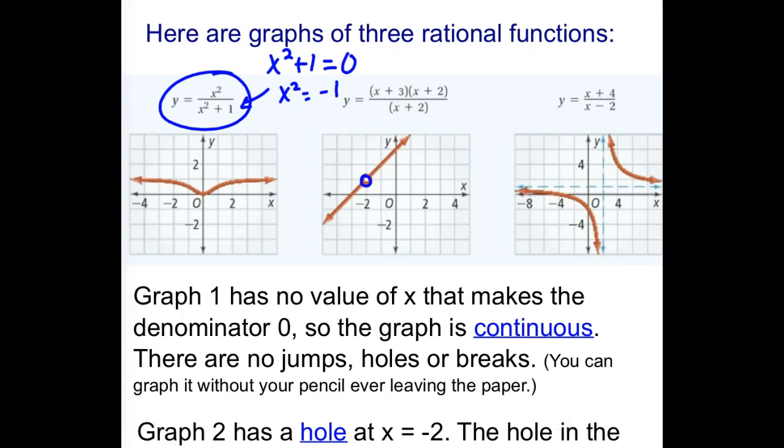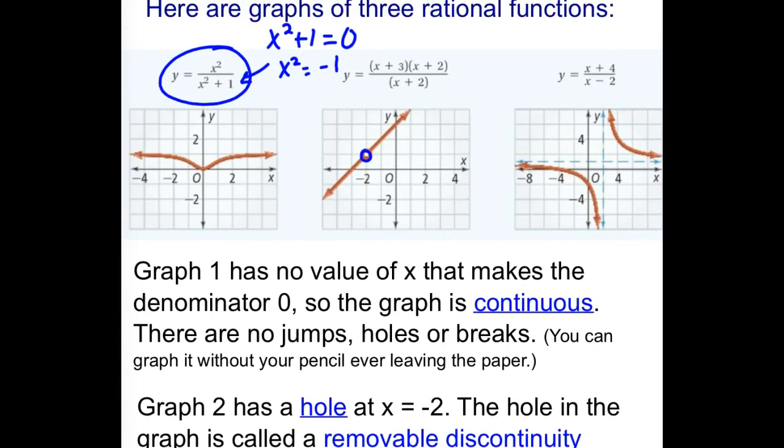In the second picture, the numerator has factors x plus 3, x plus 2. Denominator has a factor of x plus 2. What is the value for x that we can't have? It can't be -2. That's why where your graph is hitting -2, we have that hole, because it would create a 0 in the denominator.